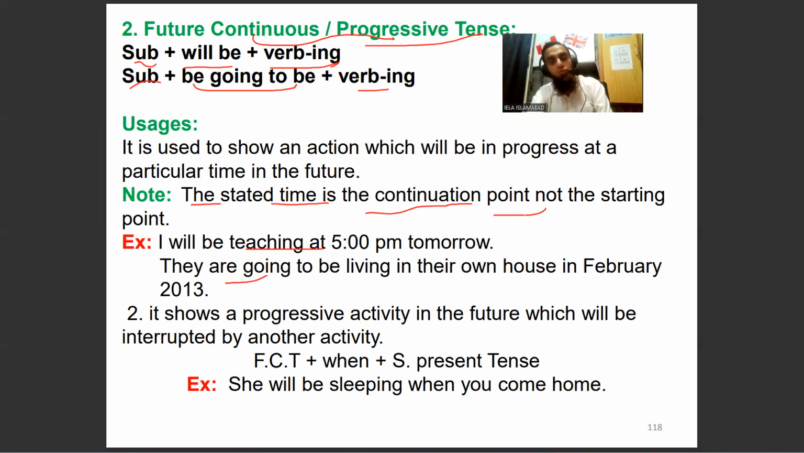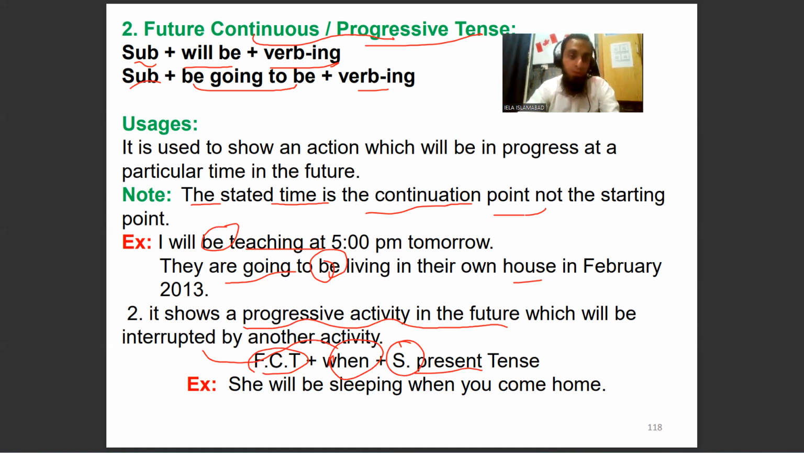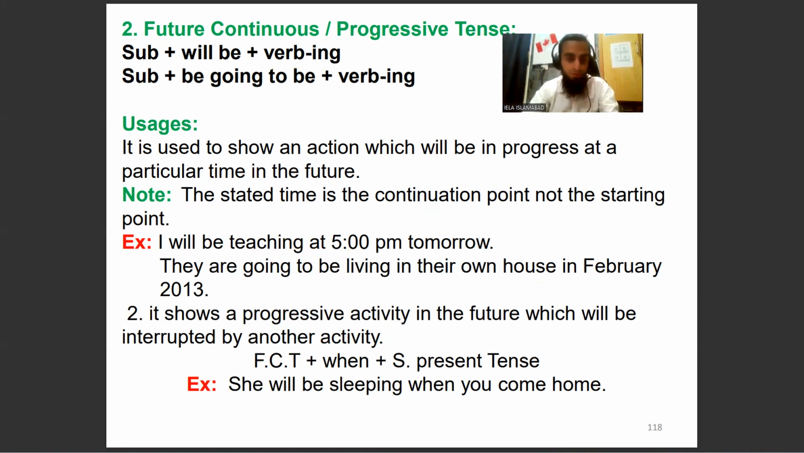They are going to means they will be. In future continuous tense, they are going to be living in their own house in February 2013. It shows the progressive activity in the future which will be interrupted by another activity. Future continuous tense plus when plus subject plus simple present tense. This can also be a possible structure here.